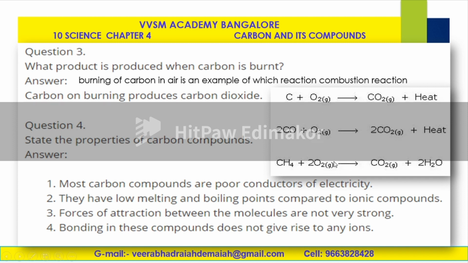Okay, now state the properties of carbon compounds. Most carbon compounds are poor conductors of electricity. They have low melting and boiling points compared to ionic compounds. Forces of attraction between molecules are not very strong. Therefore, bonding in these compounds does not give rise to any ions.